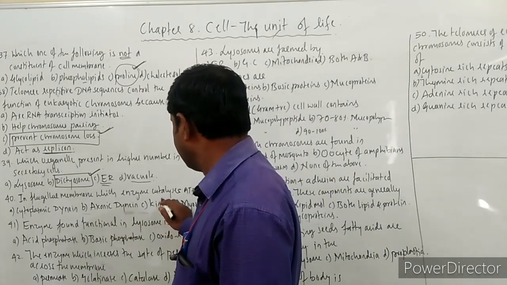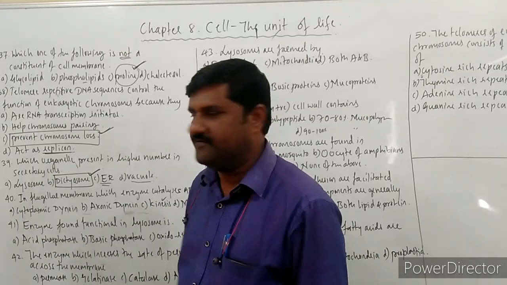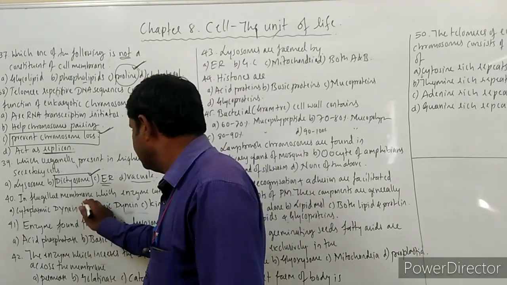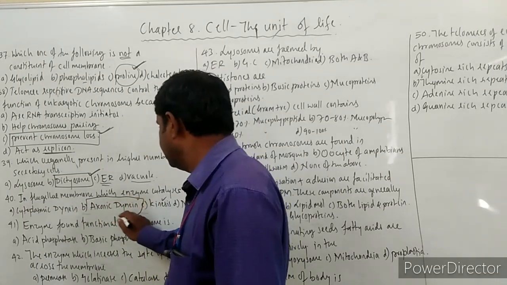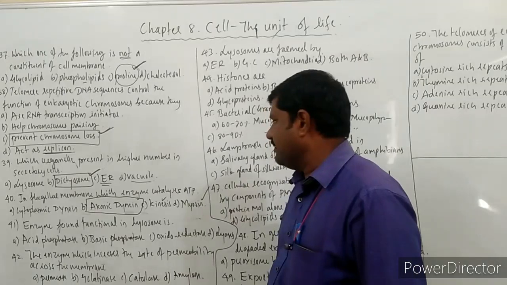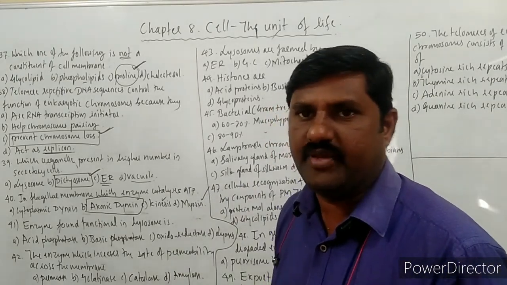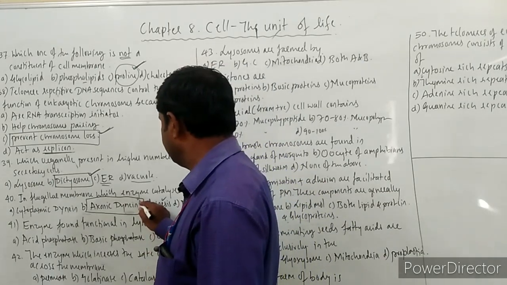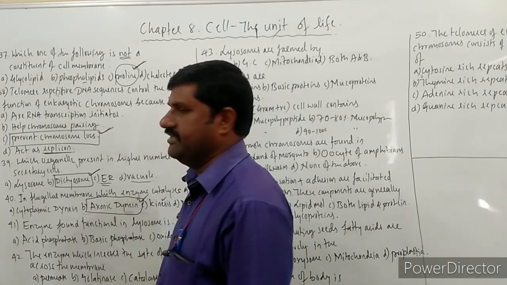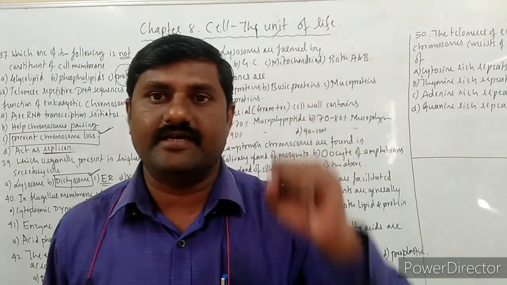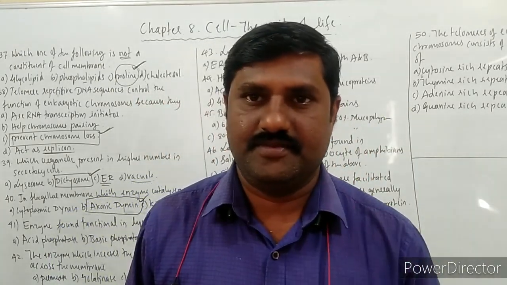The next one is kinases. It is also a different aspect. Here the axonic dynein is the major enzyme that catalyzes the ATP, right? So the correct answer for this one is axonic dynein. It is the protein present in the hook-like side arms, right?